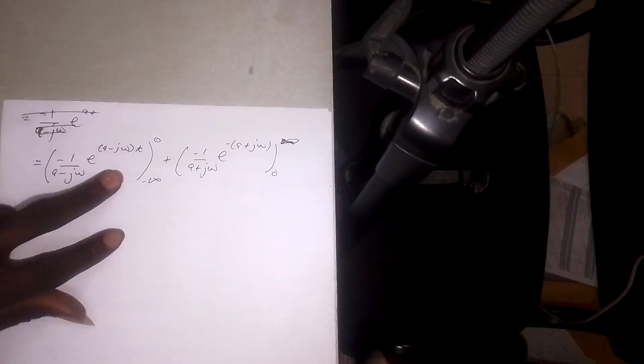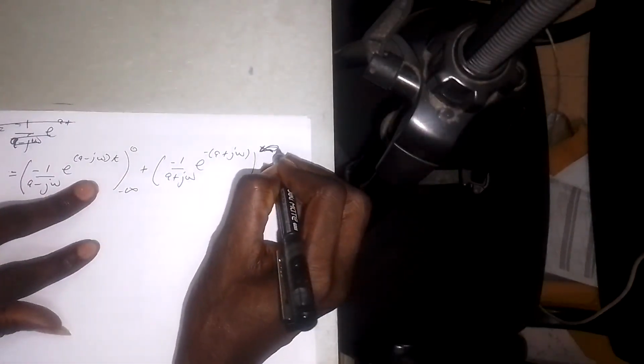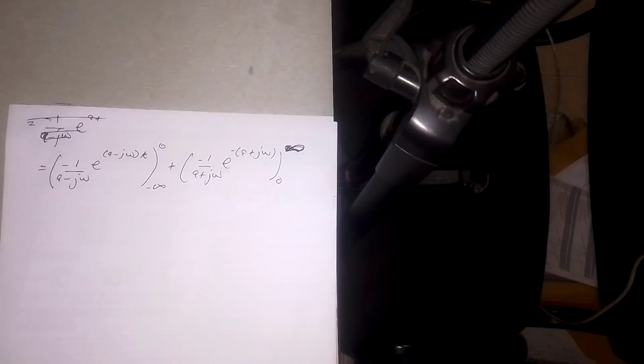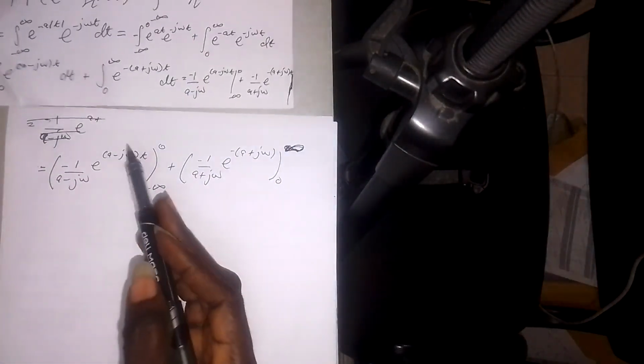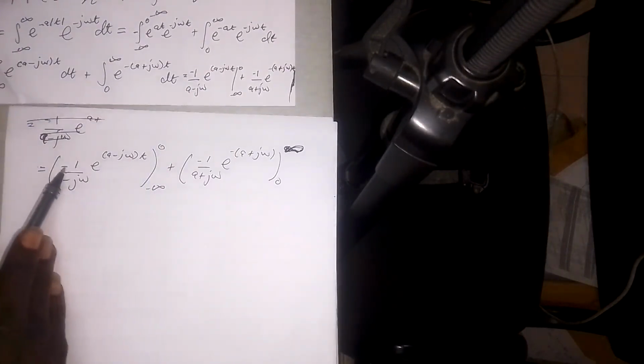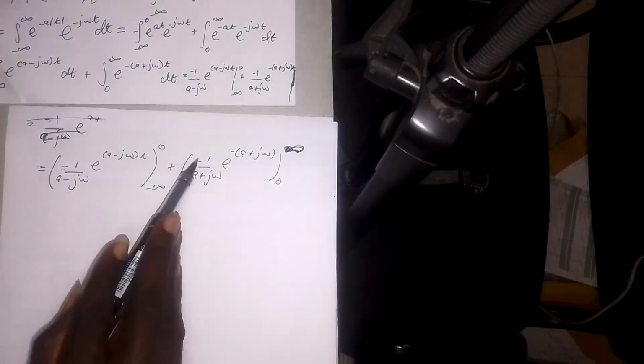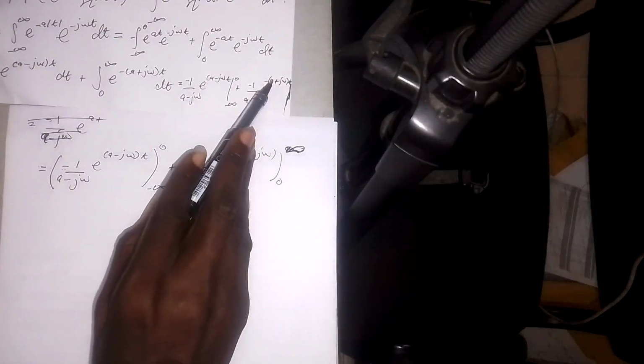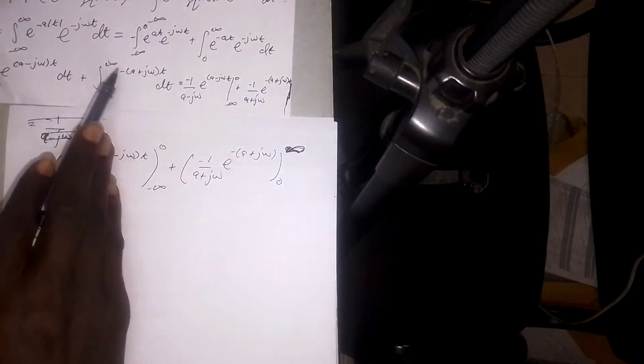Please be aware that here is infinity. I'm sure you are aware why I'm getting all those ones. Here I have a negative because of this negative that came here. And here I have a negative because if you are integrating this one, you get minus 1 over a plus j omega. So minus 1 over a plus j omega into this one.